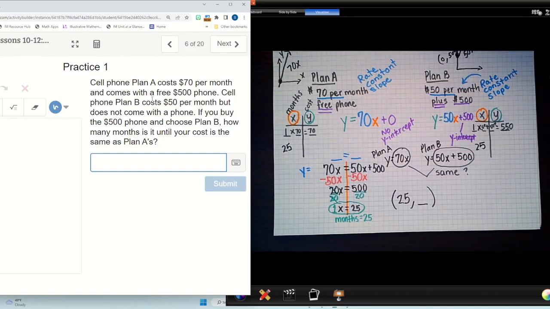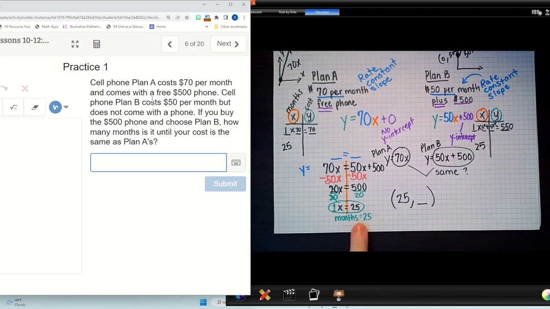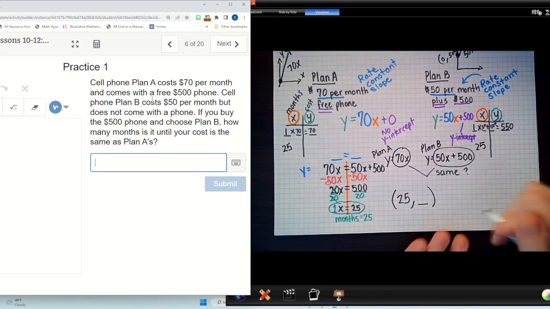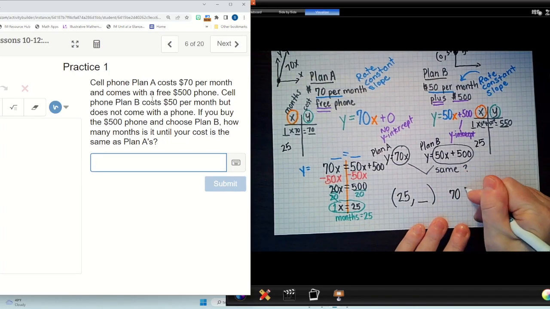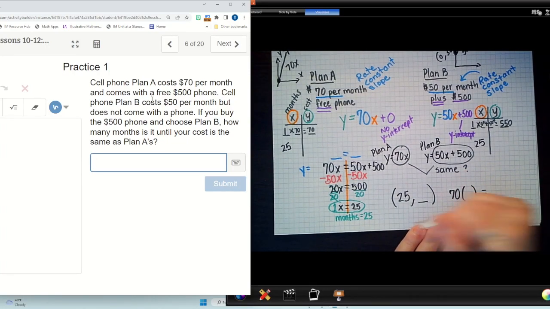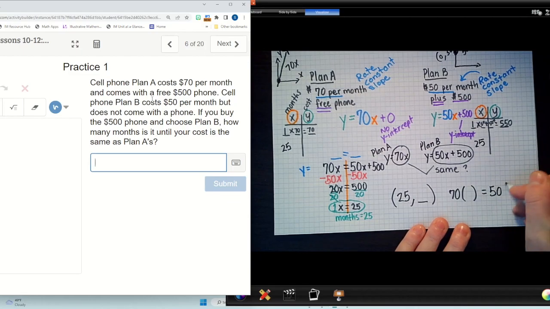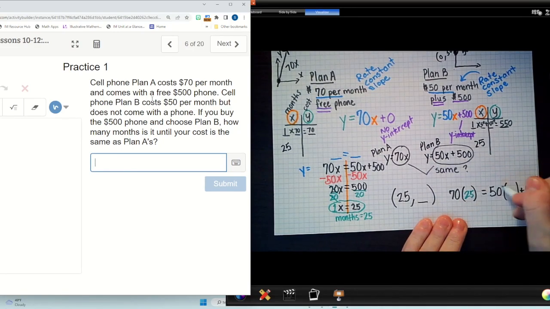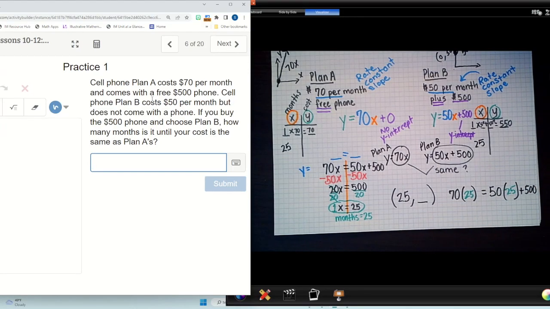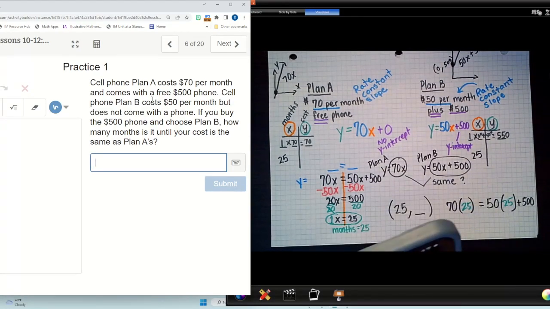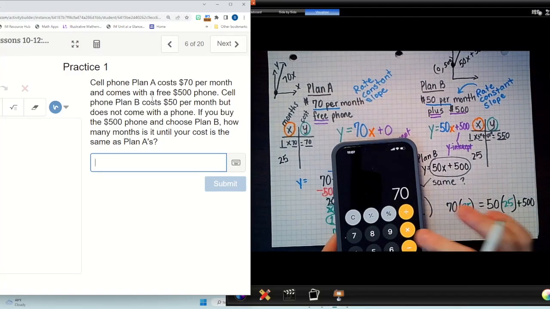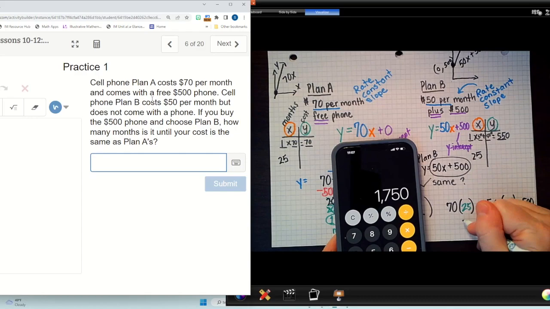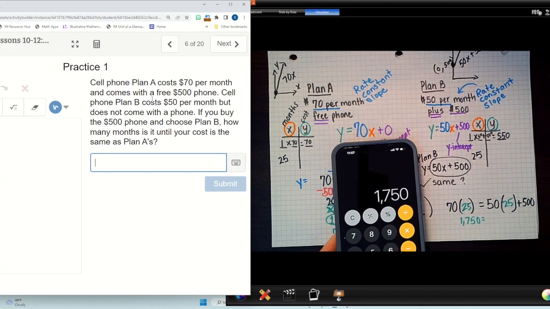Okay, so all I'm going to do is take my 25, and rewrite my equation over here, because I always like to rewrite because it gets kind of messy. And I know I have 70 times my x, and 50 times my x, plus 500. So all I have to do is plug in my 25 and solve. Now, you can use a calculator, no problem doing that. I'm going to pull my calculator up here. 70 times 25, and that equals 1,750. Whew, that's expensive, but that's 25 months of a phone plan.